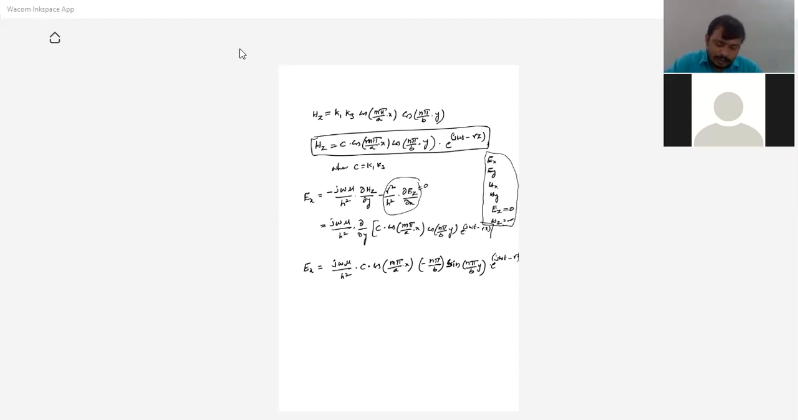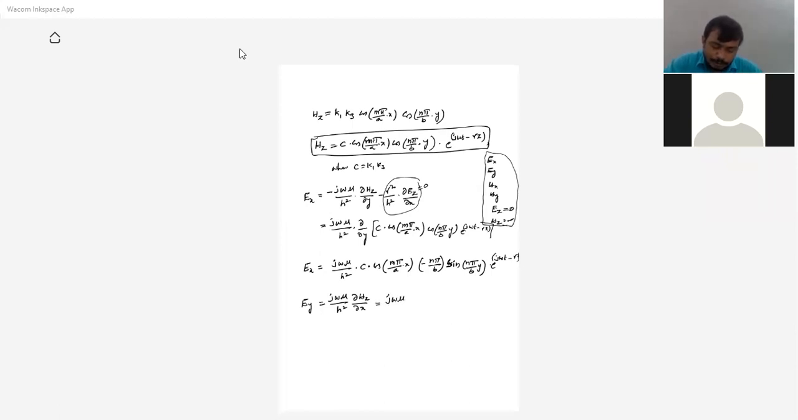Okay, the same way for Ey. Ey is equal to j omega mu by h square dou hz by dou x. See, for Ex, Ey, Hx, Hy, they are in terms of Ez and Hz only. So I am putting Ez is 0 because it is a TE mode, but in TM mode we take Hz equal to 0. So here I am removing the Ez component and directly substituting.